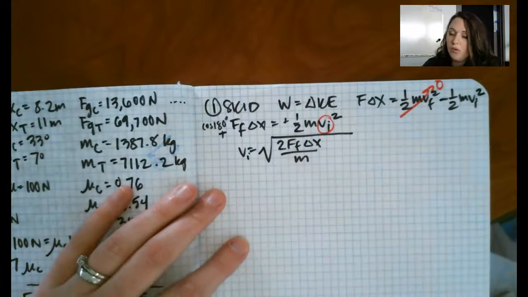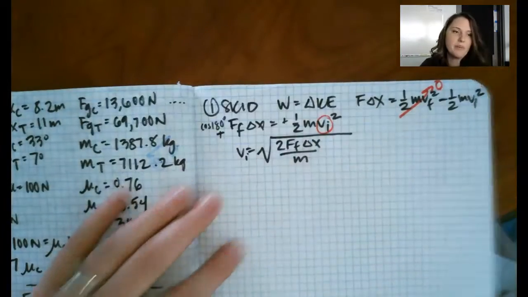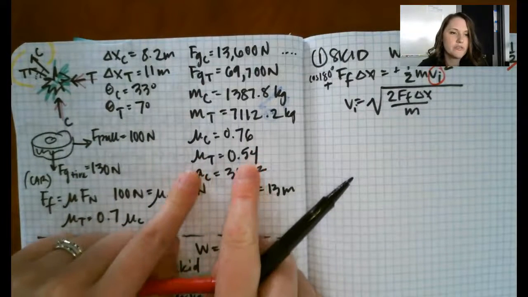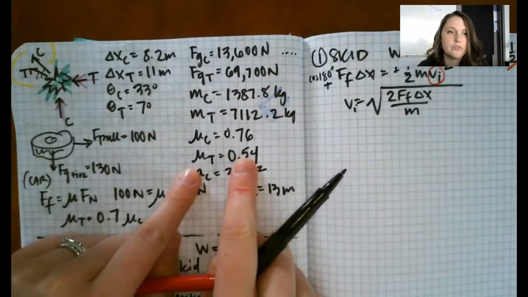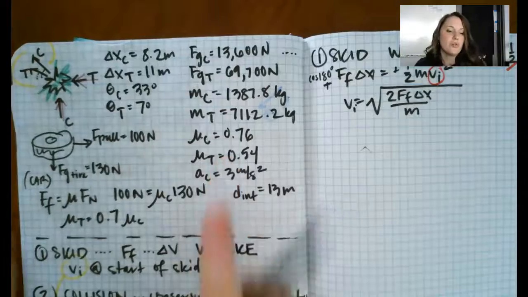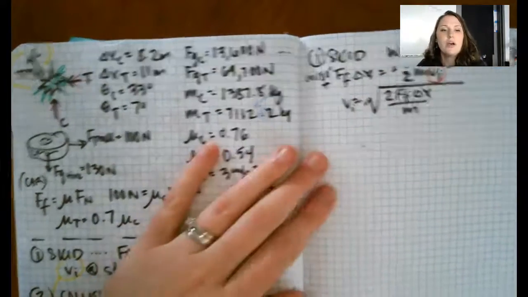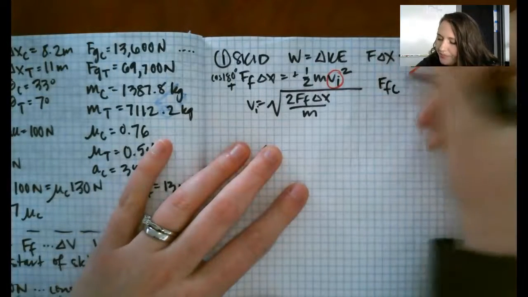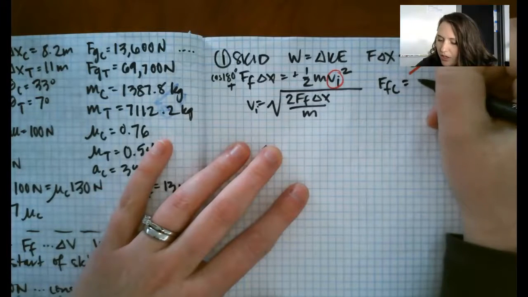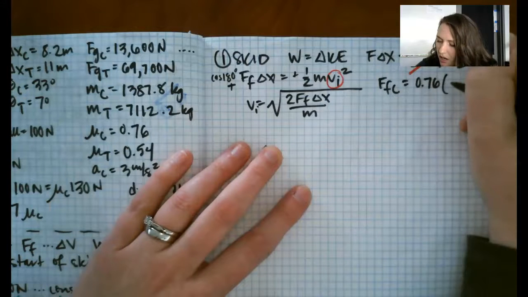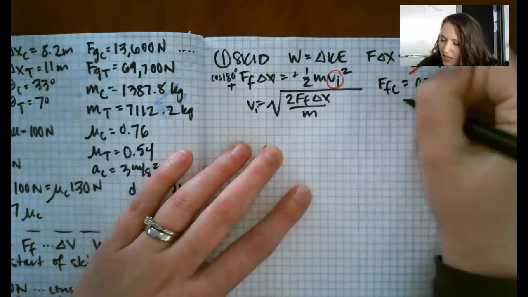I'm going to substitute one more thing, which is I've got force of friction right there, but if I look over at my known and unknown quantities, well, I figured out what my coefficients of friction are for the road for the two different vehicles, but I haven't actually figured out how much friction there actually is. So let's go ahead and do that right now so that I can plug in a number. The force of friction for the car is going to be equal to my coefficient of friction, 0.76, times the normal force for that car, which is 13,600 newtons.